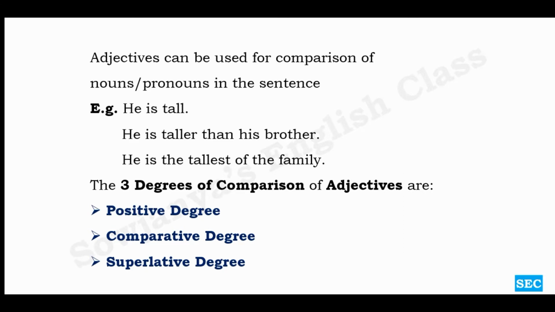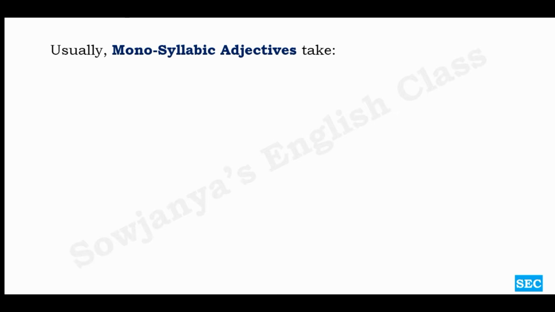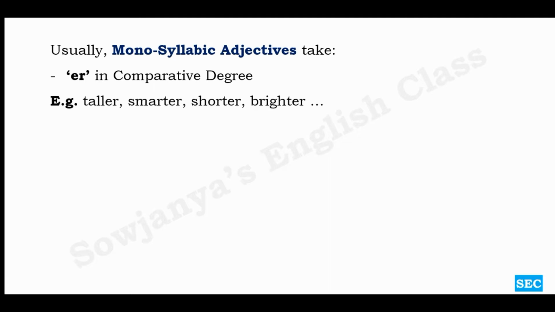Let us learn more about these. Usually monosyllabic adjectives take ER in comparative degree. For example, taller, smarter, shorter, brighter. If you look at the comparison, you can see ER in all these adjectives to show the comparison. Usually monosyllabic adjectives take ER in comparative degree. There are so many exceptions to this rule, and as the lesson progresses we will see what they are.